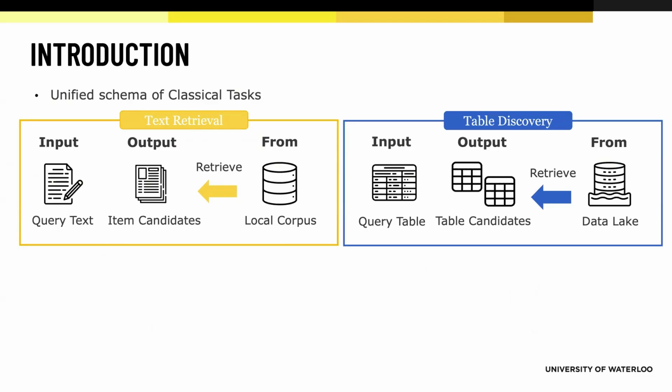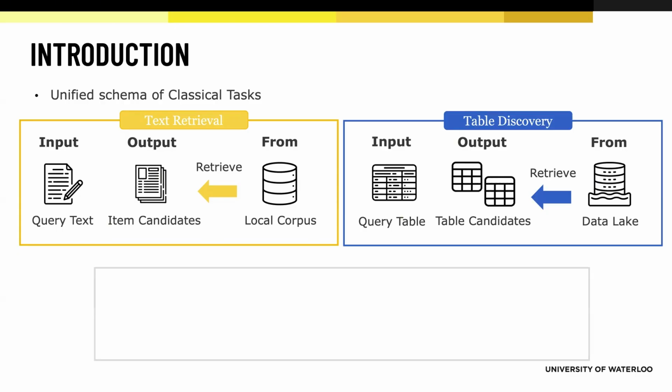So here we put information retrieval as an example. For information retrieval, the input is a text or question in natural language, and the aim is to retrieve text from the local corpus based on the similarity of semantic information. Similarly, when it comes to table discovery, the input is a table, and the aim is to find the table candidates from a local data lake, which follows some schema-based information or rules.